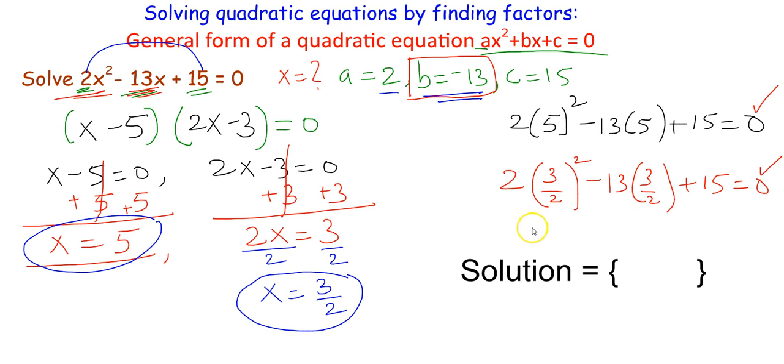Hence, the solution for this quadratic equation is x equal to 5, comma 3 divided by 2. You can either write 5 comma 3 over 2, or you can also write x equal to this smaller number first, 3 over 2 comma 5. Either way it is fine.